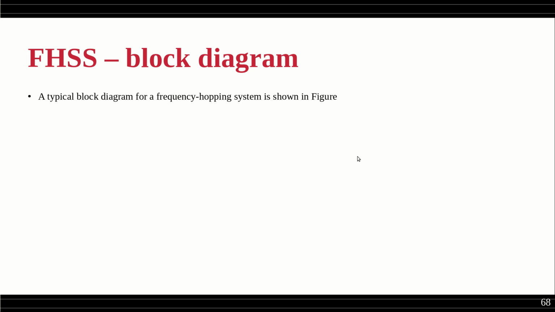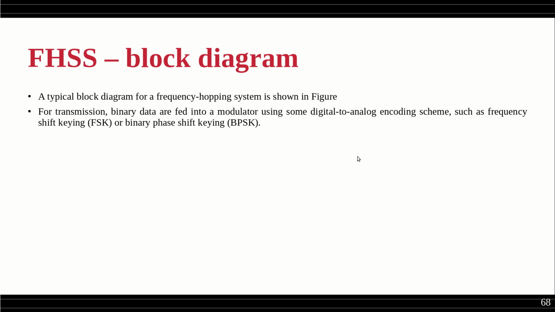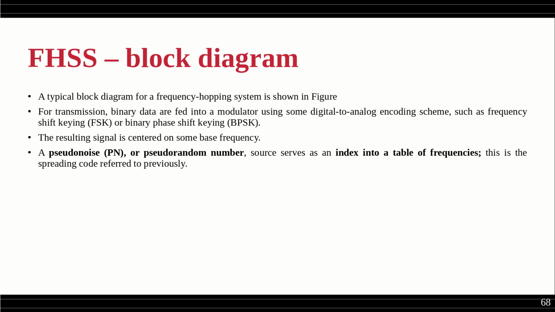A typical block diagram for a frequency hopping system is shown in the figure. For transmission, the binary data are fed into the modulator using some digital to analog encoding scheme, such as frequency shift keying or binary phase shift keying. The resulting signal is centered on some base frequency. That is what I called a reference frequency. Then the pseudo noise or pseudo random number generator uses that; it serves as an index into a table of frequencies. That is the channel table, and this is the spreading referred to previously.